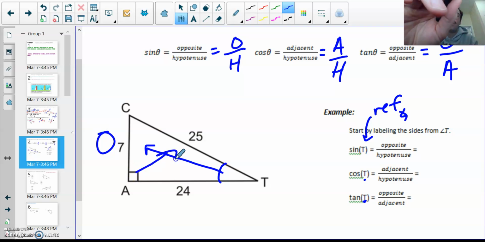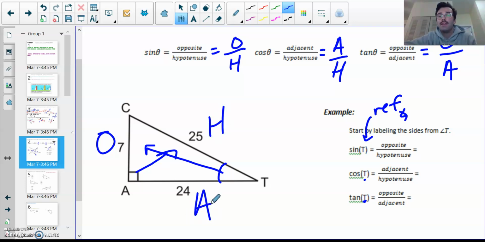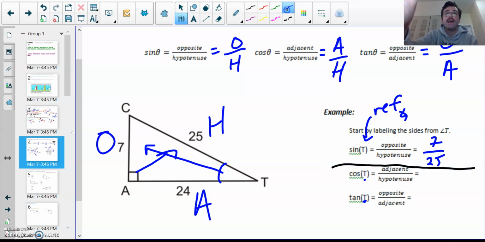We always know that this is going to be our hypotenuse, and that'll be our adjacent side. But this part here is where you start. That's the most important part. So if sine of T is opposite over hypotenuse, or O over H, well, what is O? O is 7, and H is 25. And that's it. That is the ratio for sine in this triangle. That would be your answer to this problem.